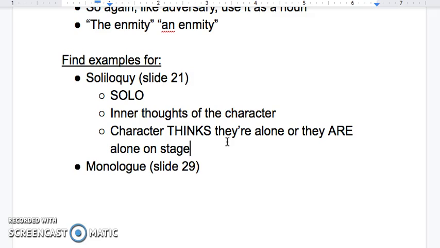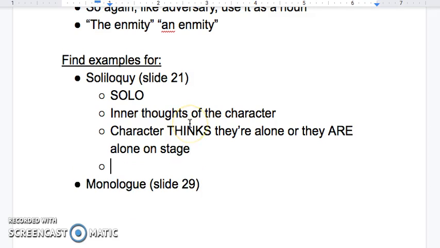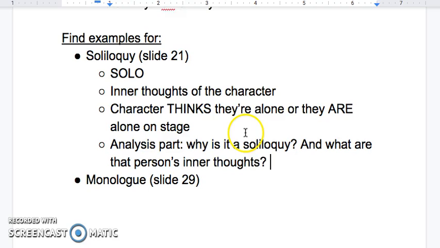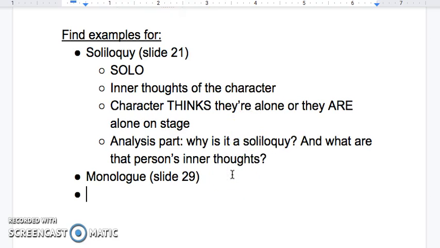So Juliet thinks she's by herself, and she's talking about, oh, I wish Romeo would give up his name, blah, blah, blah. That is a soliloquy, because she's expressing her inner thoughts, her inner emotions, and there's the perception that she's by herself. There's lots and lots of soliloquies you could pick throughout the play for your example, but you just need to identify one, and then analyze why does it count as a soliloquy, and what are that person's inner thoughts at that moment. And then monologue is on slide 29.